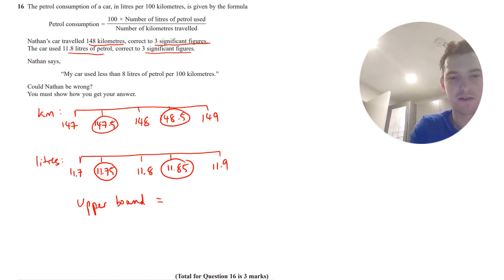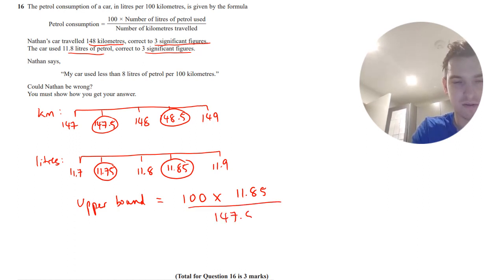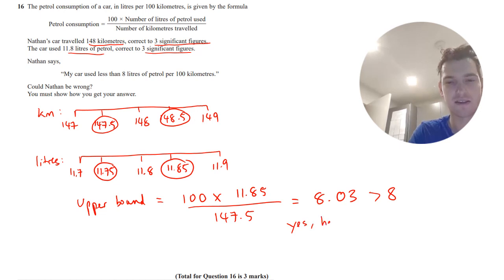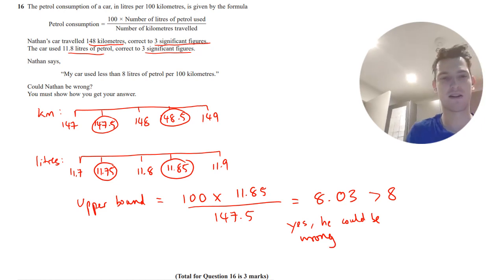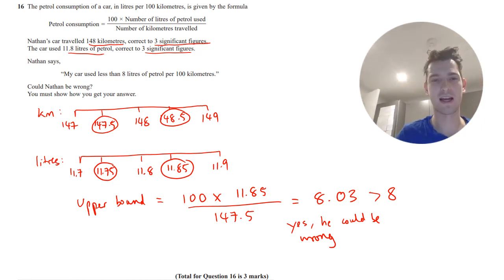So what is that upper bound? We're going to do 100 times the number of litres of petrol used. So the upper bound, 11.85, divided by my lower bound for kilometres, 147.5. This upper bound is equal to 8.03, which is more than 8, so we need to say, yes, he could be wrong. Because if we took the upper bound, the car has used more than 8 litres of petrol.